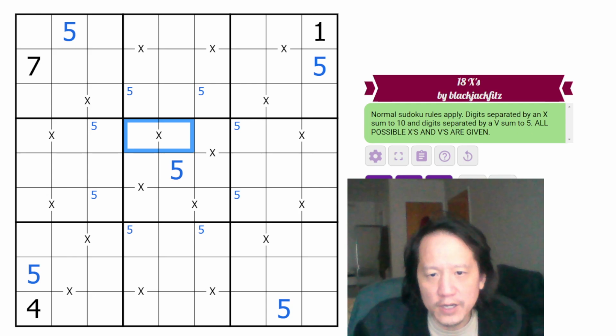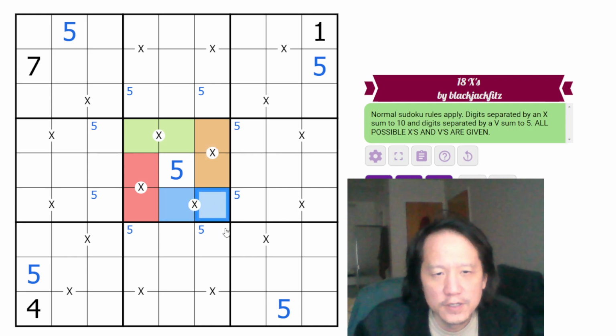This is green. We're going to make this red, this blue, and this orange. So these are the pair of these. This is the blue pair. This is the red pair. This is orange. This is green.